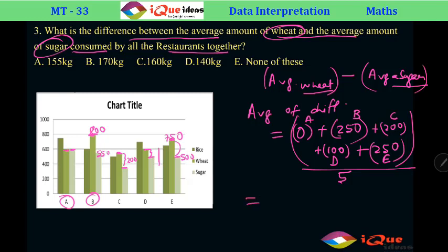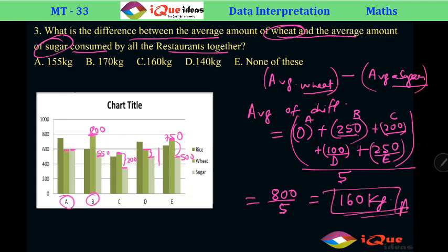Okay, now 250 plus 200, 450 plus 100, 550 plus 250, that is 800, and 800 plus 0, 800. So it is 800 divided by 5. Now 800 by 5 is 160. So the average of difference or difference of average is exactly going to be the same thing, and the answer is 160 kg, which is C option.